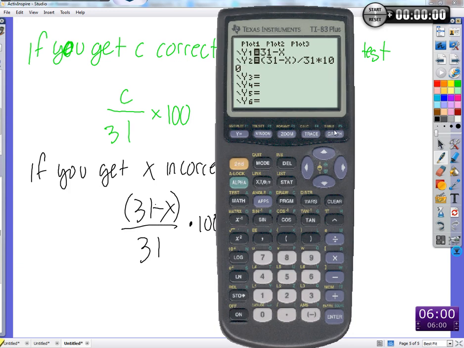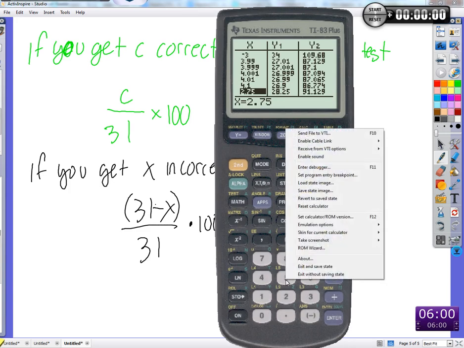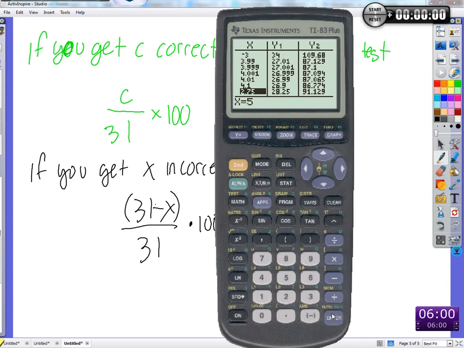Then I go into the table. And I like to go down to the bottom of the table. And if you miss five points, okay, so that's the number wrong. This takes 31 minus the number wrong, gives me the number right. This takes 31 minus the number wrong, divides by 31, multiplies by 100, 83.87, so 84% I put on that test. Okay, so just an example of when I use expressions quite often, they just speed up my life for sure.